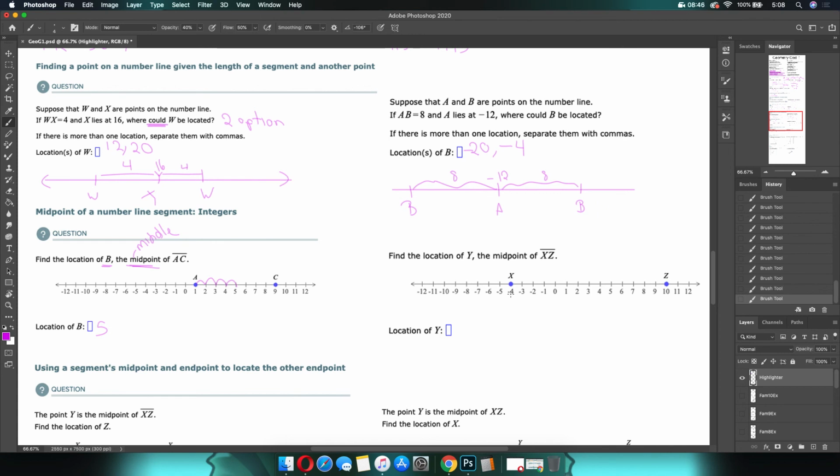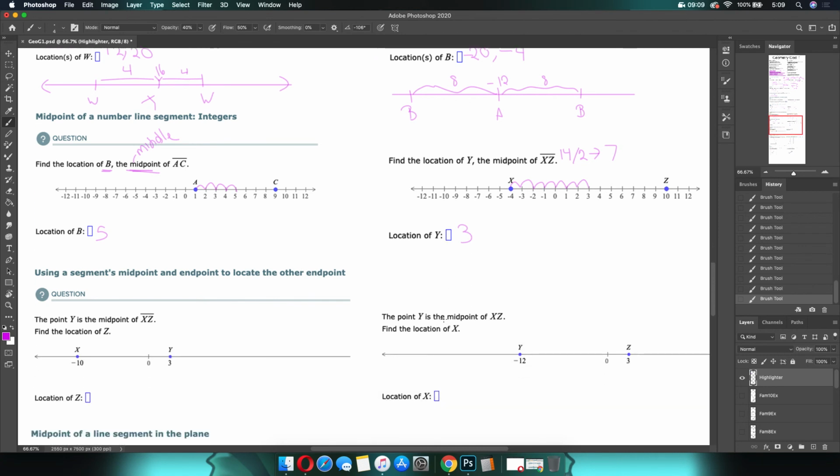If I'm looking over here, we have a distance of 14, negative 4 to 10. Yeah, our total distance here is 14, which means we need to go half of that. So 14, we want to go half of that. So we're traveling 7 units. 1, 2, 3, 4, 5, 6, 7. Our only option is going to be 3.